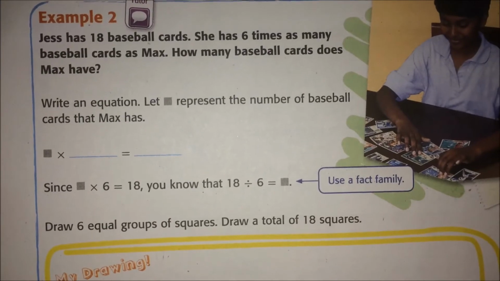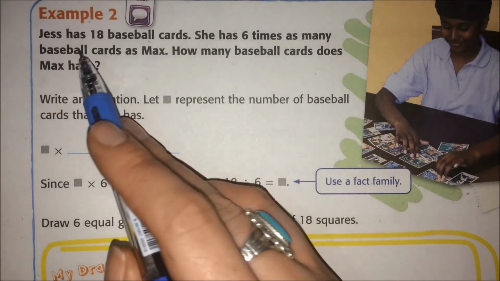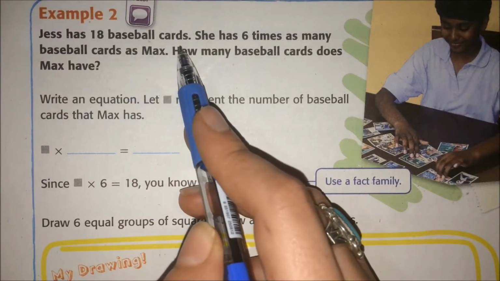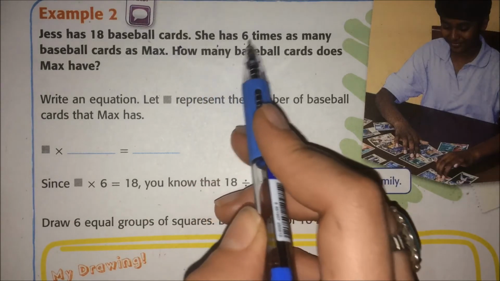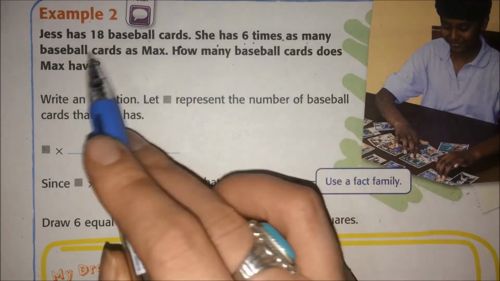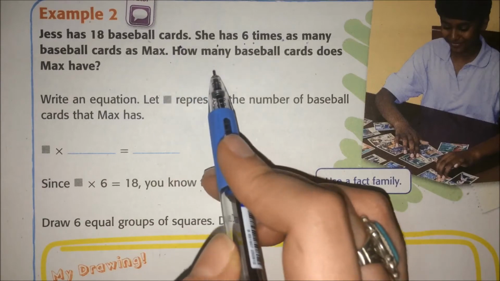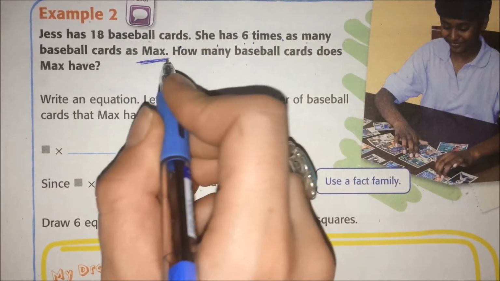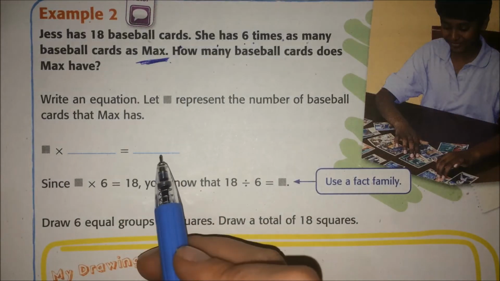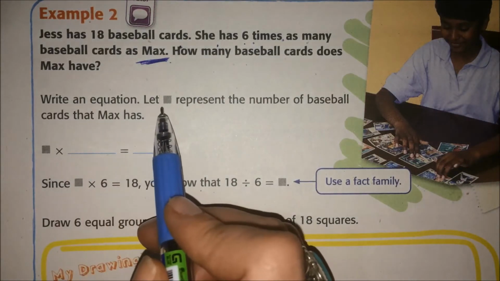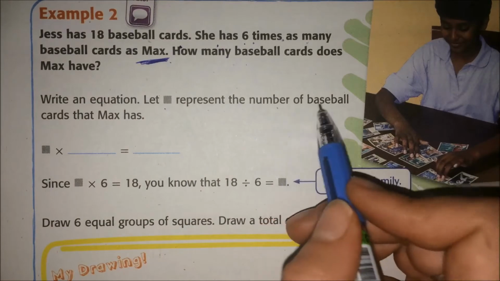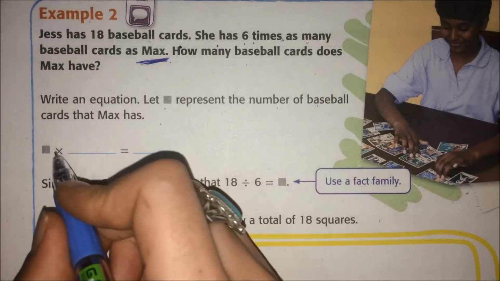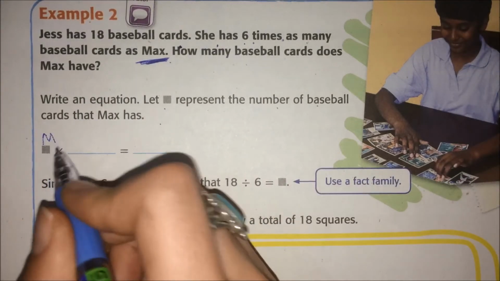All right, example 2. Jess has 18 baseball cards. She has 6 times as many baseball cards as Max. How many baseball cards does Max have? So Max is who we are looking to find out. Okay, so write an equation. Let the box represent the number of baseball cards that Max has.